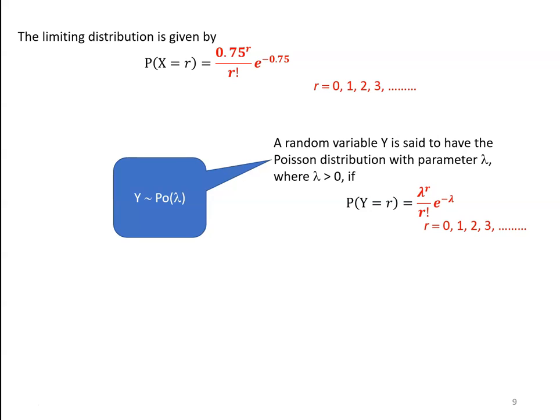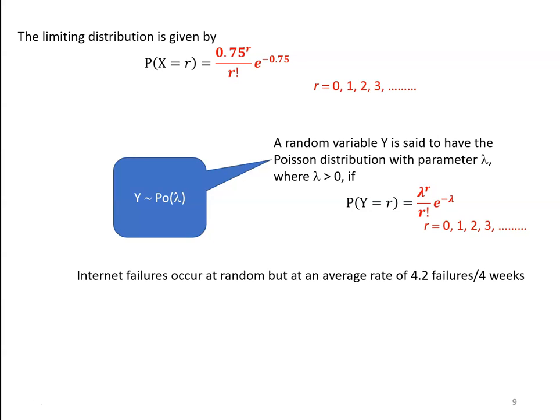Now a random variable y is said to have the Poisson distribution. Poisson was a French mathematician. So the random variable y is said to have the Poisson distribution with parameter lambda, where lambda is a positive number, if the probability that y equals r is lambda to the r over r factorial e to the minus lambda for r equals 0, 1, 2, 3 all the way along.